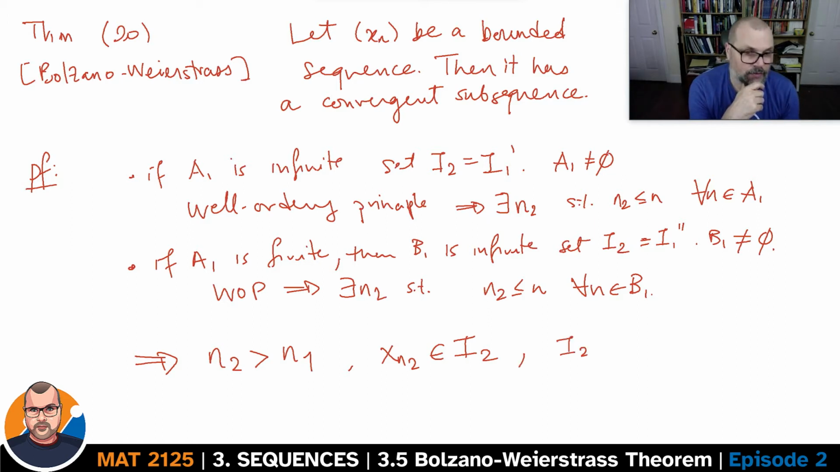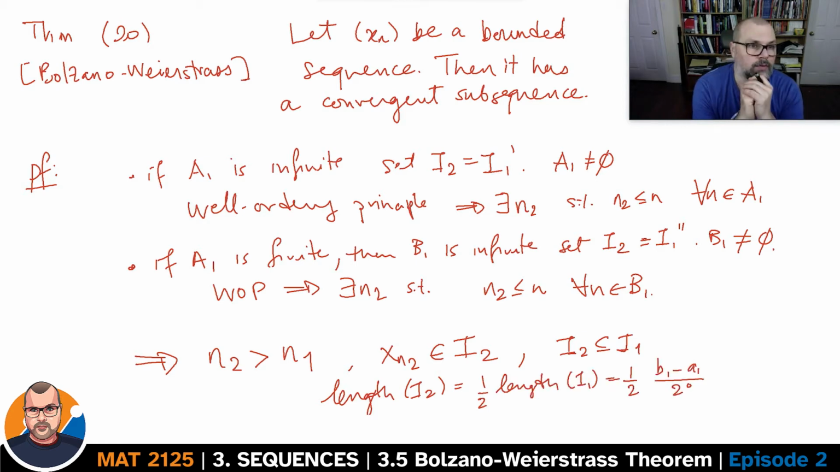I2 as an interval is actually contained in I1. It's one of the two halves of I1. And perhaps more importantly, the length of I2 would be half of the length of I1. So b1 minus a1 divided by 2 to the 0. So half of that is actually going to be b1 minus a1 divided by 2 to the power 1.